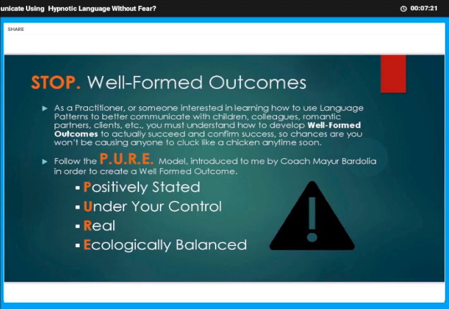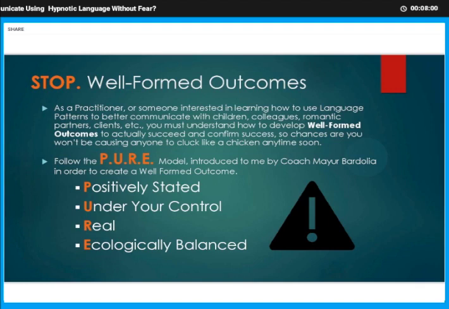However, I just wanted to clarify the portion where it's positively stated. This is an area where quite a few of my trainees and clients have a hard time clearly defining a positively stated outcome. Many people are used to saying, here is what I don't want. I don't want these people to reject my offer. I don't want these people to reject me. And so we want to create positively stated outcomes.